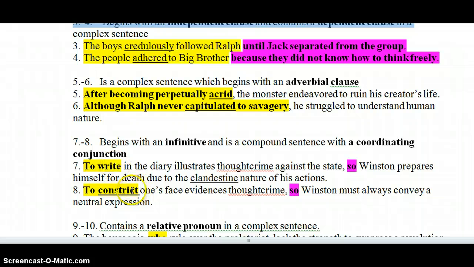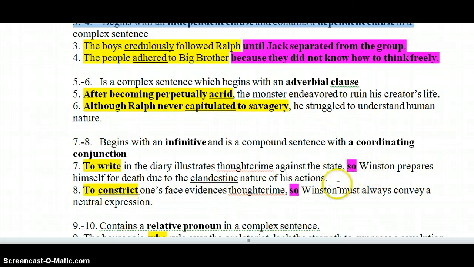So here's our infinitives in yellow. And then you want to make certain when you have your coordinating conjunction, one of your fanboys, you have a complete sentence on each side of it. Okay, we want to put a comma in front of it. Okay, Winston prepares himself for death due to the clandestine nature of his actions.